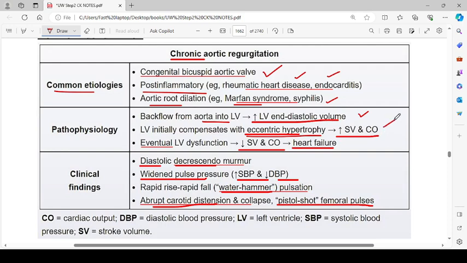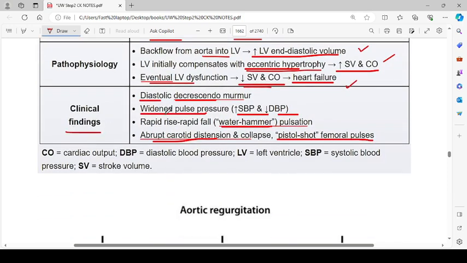That increases the stroke volume and cardiac output. Eventually, left ventricular dysfunction will lead to decreased stroke volume and cardiac output, and ultimately heart failure. The clinical findings are a diastolic decrescendo murmur, widened pulse pressure, that is increased systolic blood pressure and decreased diastolic blood pressure, and a rapid rise and rapid fall, that is water hammer pulse.